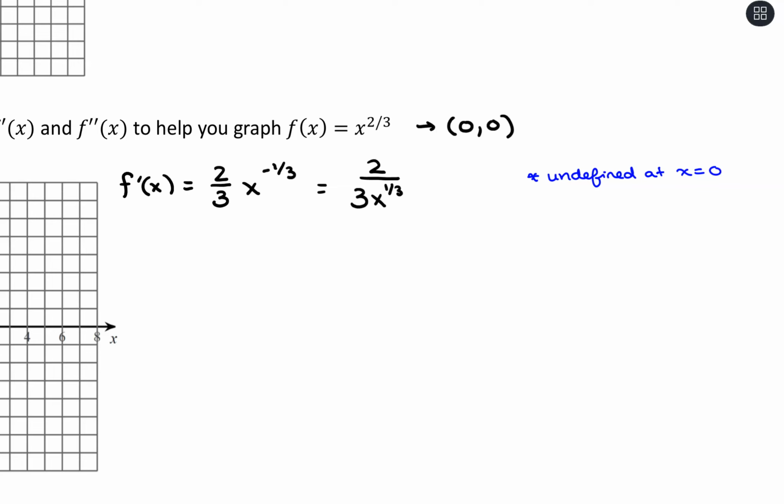And with that, we're not going to have any other critical points, because if I try to solve for where this equals 0, I'm going to start by multiplying both sides by that 3x to the 1/3, and we're just going to end up with 0 equals 2, which is a false statement. So what that tells me is that there's no critical points. But what we do have is a point where we're undefined.